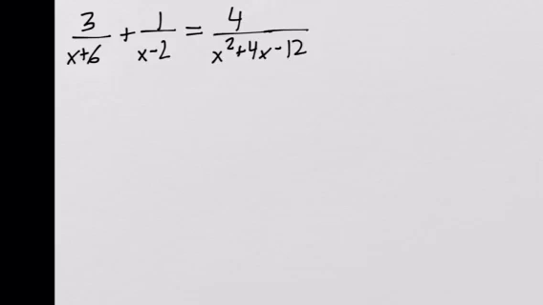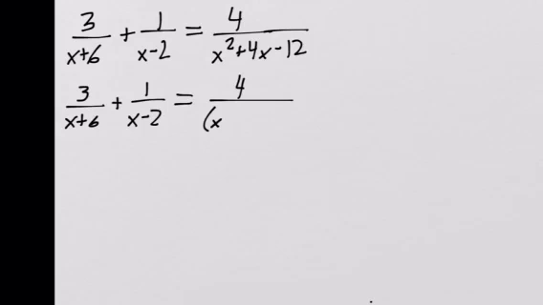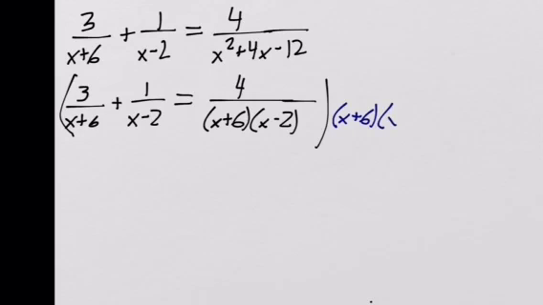So it turns out that if I factor that x squared plus 4x minus 12, leaving the left-hand side alone, it turns out when I factor that denominator on the right-hand side that it is x plus 6 times x minus 2. So I'm going to multiply both sides of this equation by x plus 6 times x minus 2.